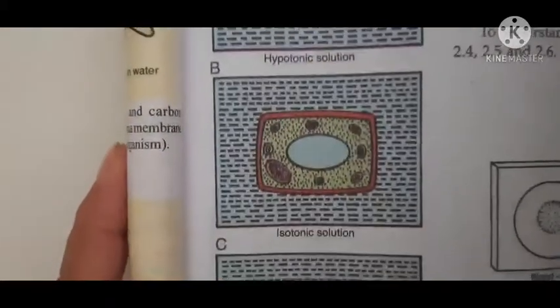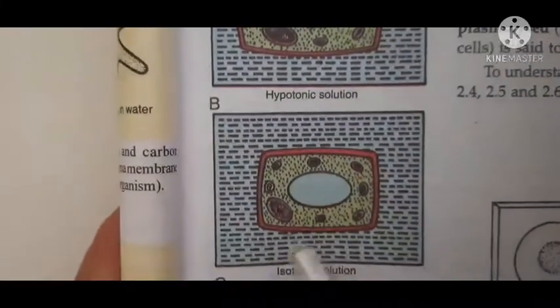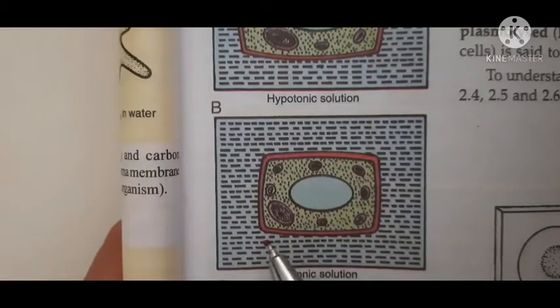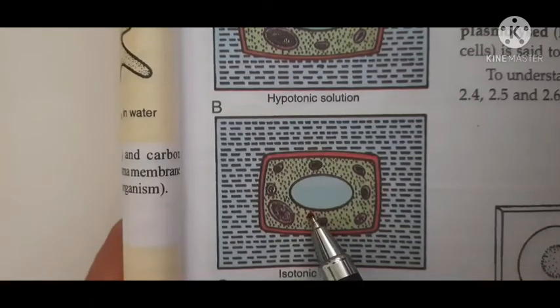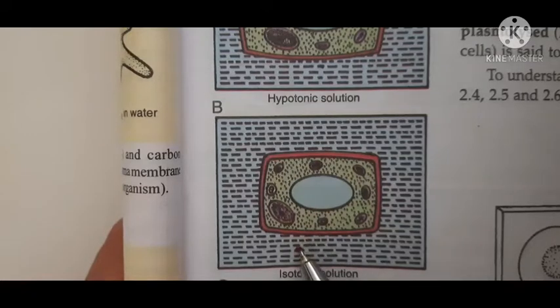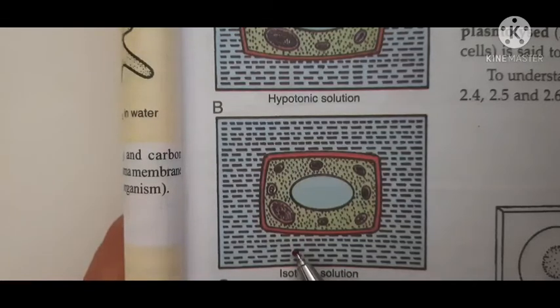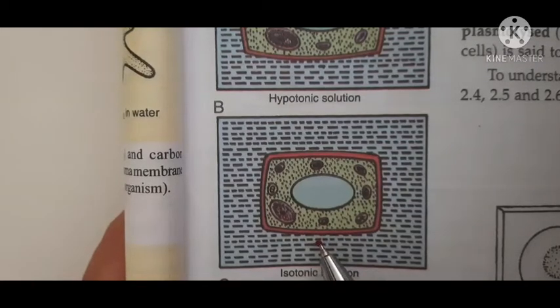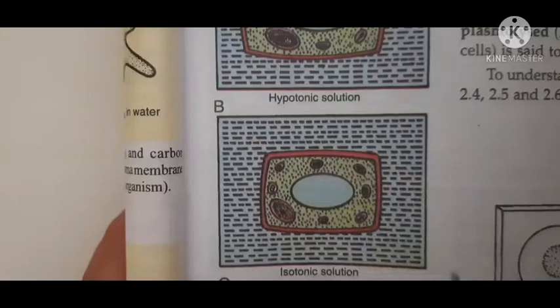Second is isotonic solution. You see here, this is an isotonic solution. In an isotonic solution, the inside and outside of the cell have the same concentration. So there is no net movement of water either from the surroundings into the cell or from the cell to the outside. It remains the same.